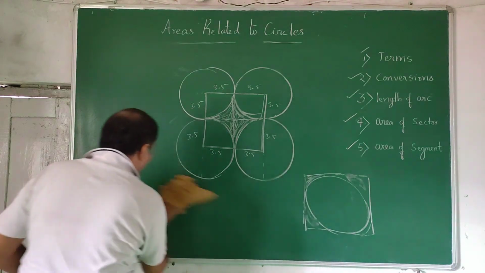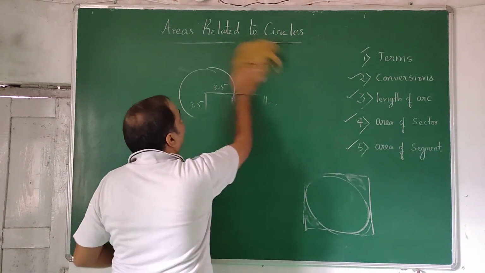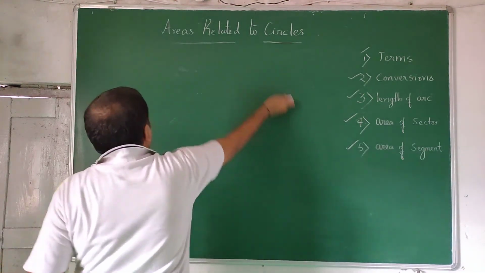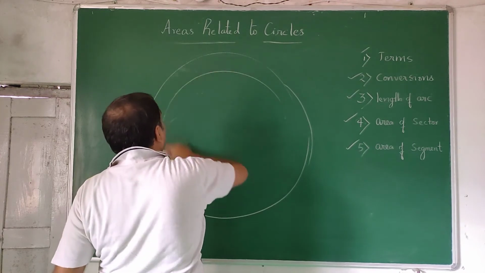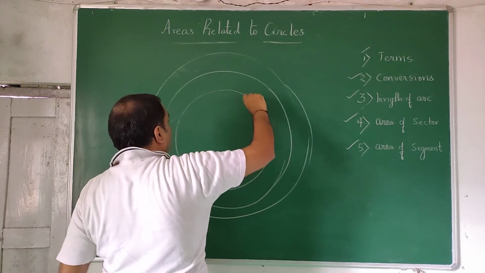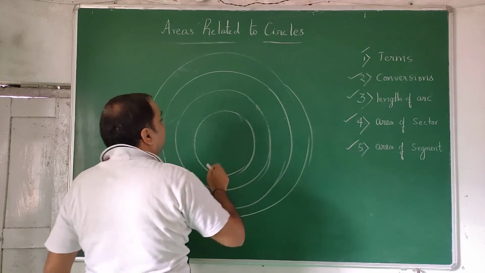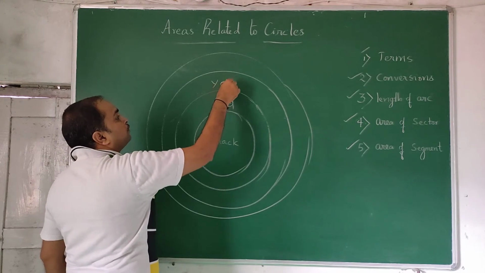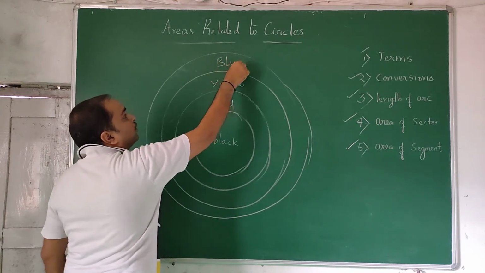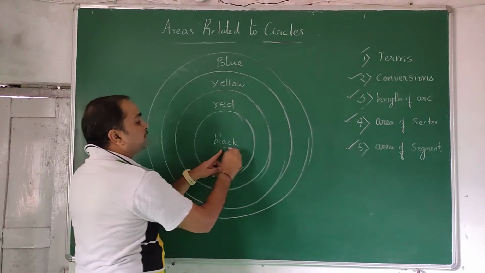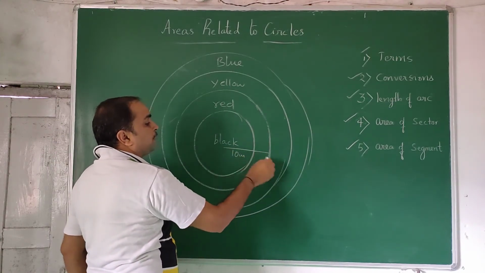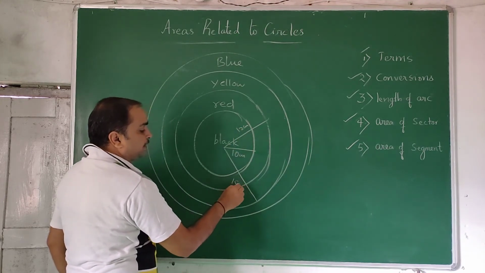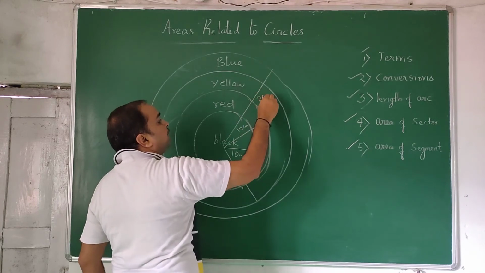Sometimes they say that in archery, concentric circles are given. This is one circle, next one circle, next one circle, next another circle. This is black, this is red, this is yellow, this is blue. So these strips are given, and they give this distance to be 10 cm. Next, the radius of the next one is 12 cm. Radius of the third one is 15 cm. Radius of the fourth one is 20 cm. Like that they are given.